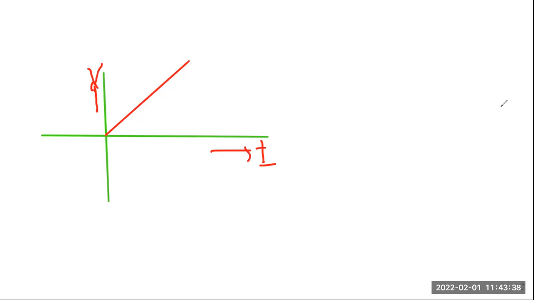Similarly, I will connect my board, just a minute, please bear with me. I will connect my board.